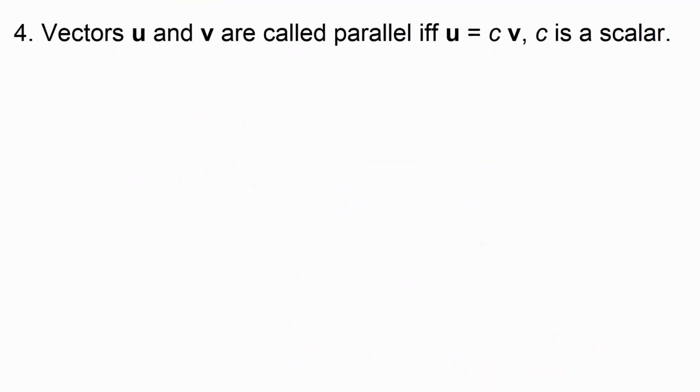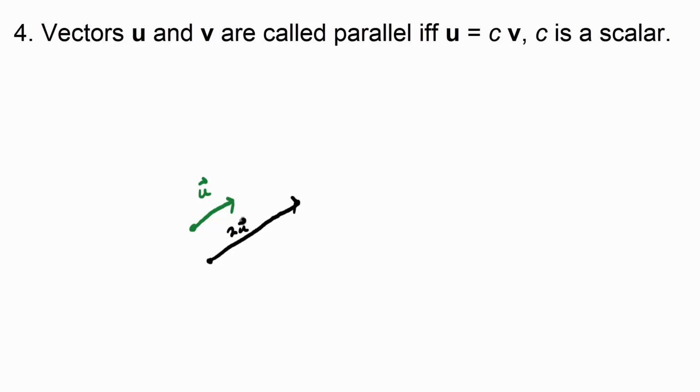Note number 4. Vectors u and v are parallel iff, which is a shorthand way of saying if and only if, u is equal to c times v, where c is a scalar. If you separate the pictures and you have a vector like u, maybe it looks like that, what would 2u look like? It would point in the same direction, but it'd be twice as long, right? And if you put them at the same initial point, if you make them have the same tail, then 2u lies right on top of u, or vice versa, right?